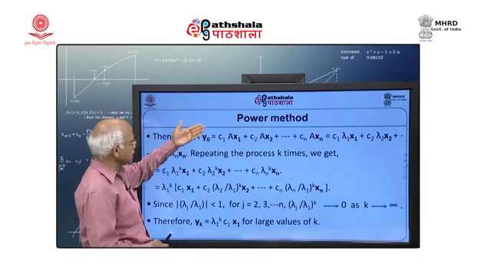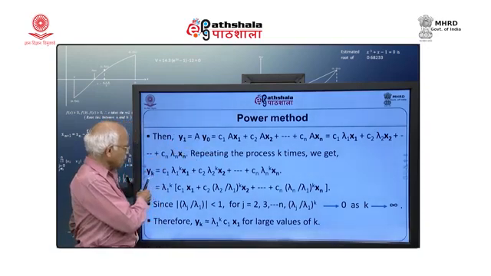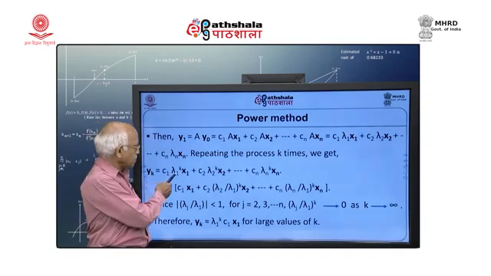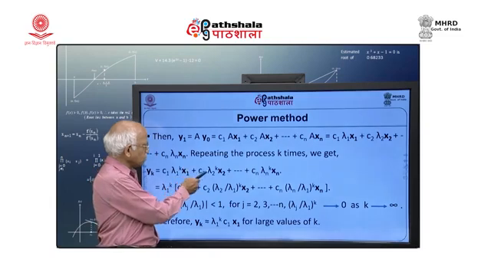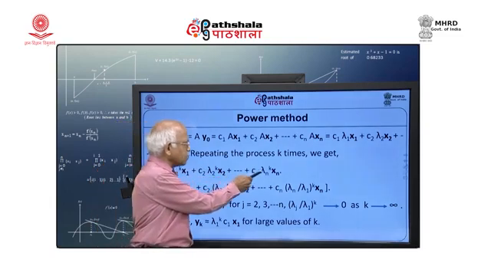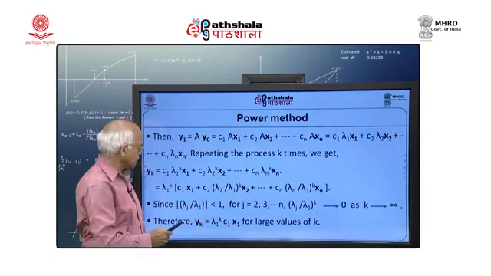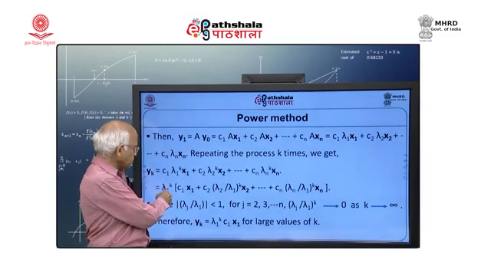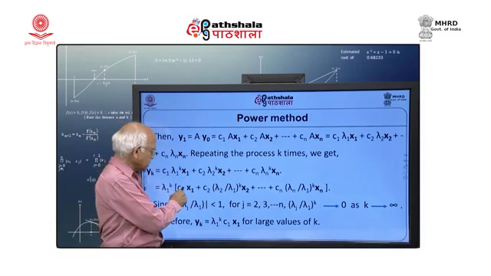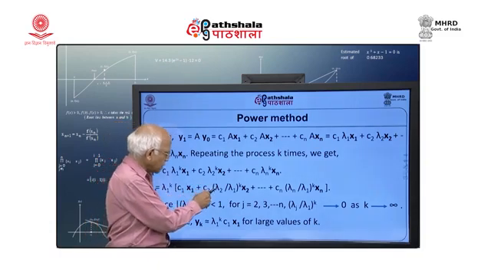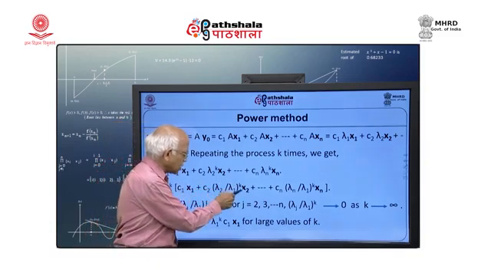Now, if I do this k times, I will get that y k bar will be expressed as C 1 lambda 1 raised to k x 1 bar, plus C 2 lambda 2 raised to k x 2 bar, and so on up to C n lambda n raised to k x n bar. And therefore, if I take lambda 1 raised to k common, I can express this as C 1 x 1 bar plus C 2 lambda 2 by lambda 1 raised to k x 2 bar, and so on and so forth.